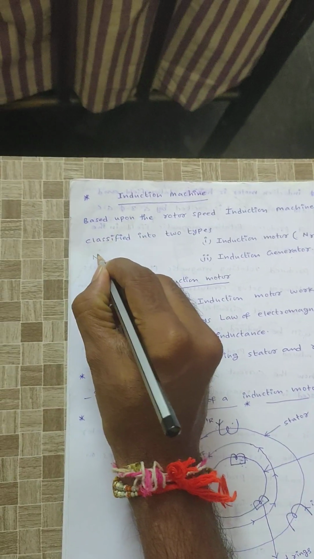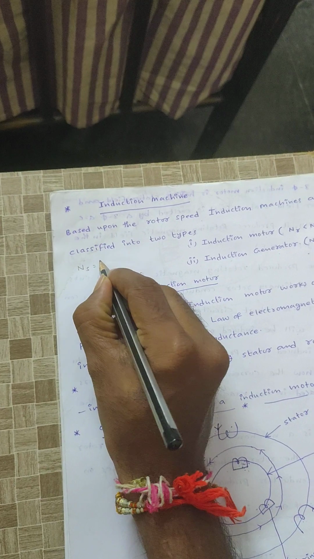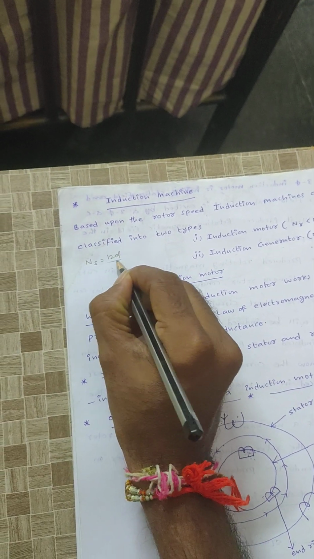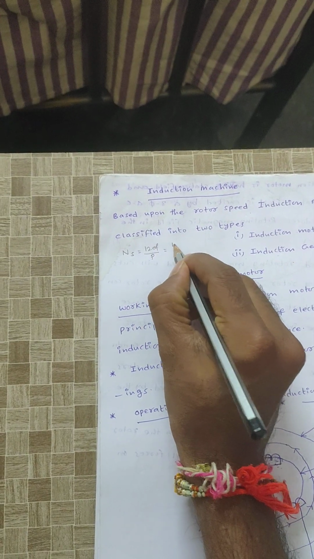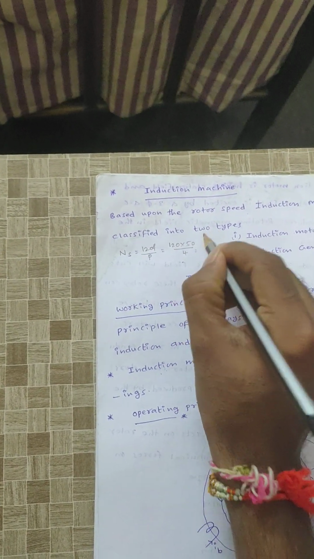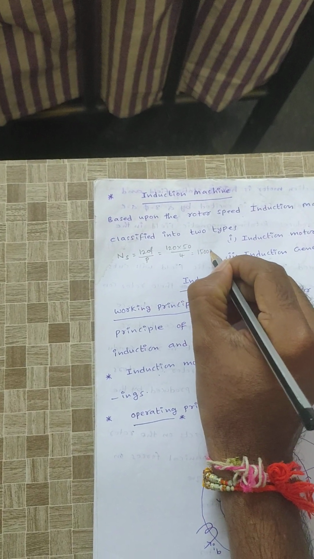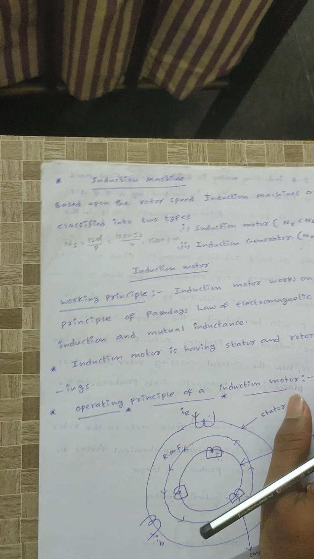Here, ns is nothing but the synchronous speed or constant speed of the machine. ns is 120 f by p, where f is the supply frequency and p is the number of poles. Indian standard frequency is 50 Hz. If it is a 4-pole machine, the constant speed will be 1500 rpm. If it is a 2-pole machine, the constant speed will be 3000 rpm.